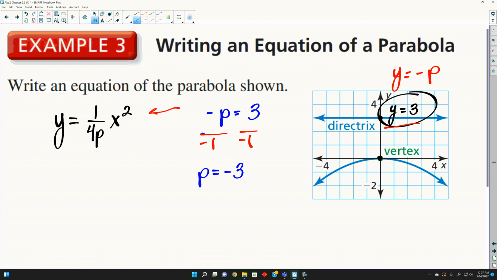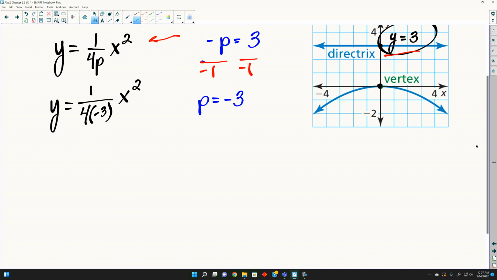Plug it in. 1 over 4 times negative 3, x squared. Now we do need to simplify this here. Well, 1 over 4 times negative 3. We could type that in a calculator and let it do it for us. But we know that whole fraction is going to be what? Negative, yes? Because in the denominator we have the negative, nothing to offset it, so we know this fraction is going to be negative, yes? 1.